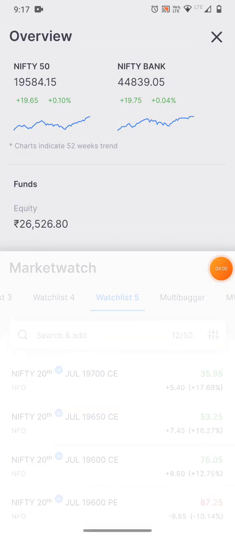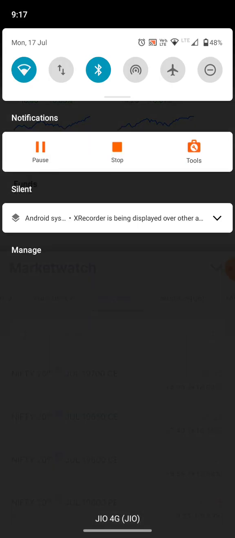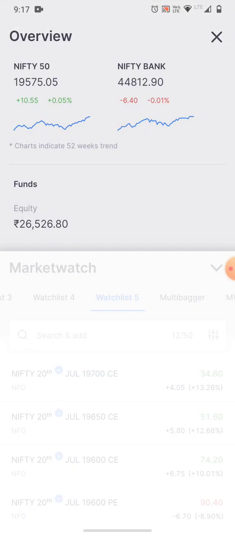So let's see what happens. The market has opened, and date and time you can see 17th of July, Monday, around 9:17. After opening, Bank Nifty came down a little bit, and Nifty as well, a few points. Let me show you the charts as well.